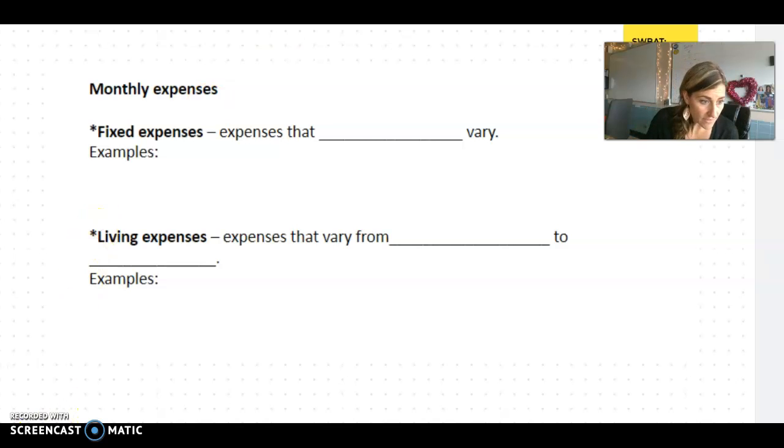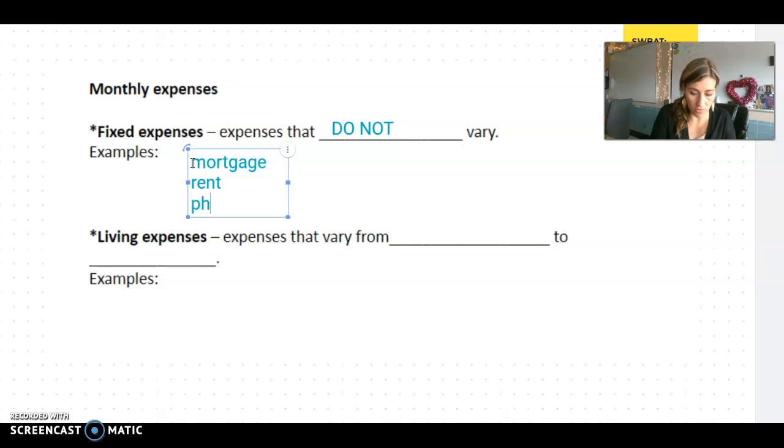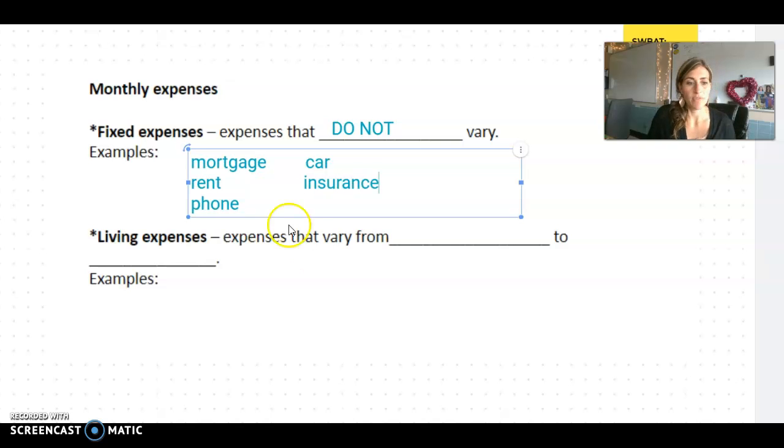So let's fill that in. Expenses that do not vary. Vary means change, if you do not know. And those examples I just gave you: mortgage, rent, phone, loans, car loans, let's see what else you said, insurance, and there are more. And those are easy to budget.